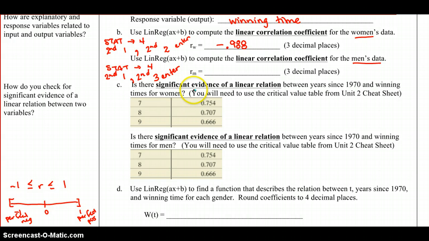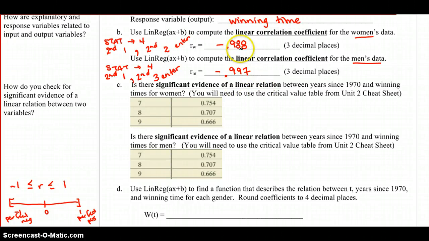And so on the output screen, if we scroll down, we'll see that our value there is negative 0.997. Again, a really strong negative relationship between the winning times and the years. So as we're increasing the years, we're seeing those winning times drop. They're getting smaller. So now part C asks us if there's significant evidence of a linear relation.